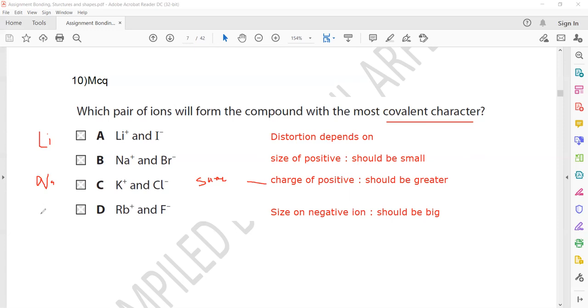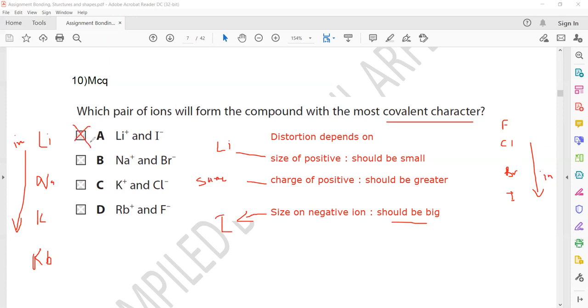So lithium is there, sodium, potassium, rubidium. As we go down, the size will increase, and the smallest size will be lithium. So this gives us the idea of lithium. And the size of the negative ion should be big. Which negative ion is bigger? When we go down the group for fluorine, chlorine, bromine, and iodine, the size is increasing. So the size of the negative ion should be bigger. So iodine is there. So it shows that A is the right answer for this question.